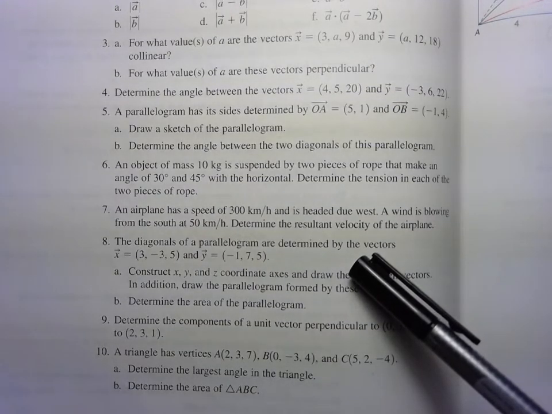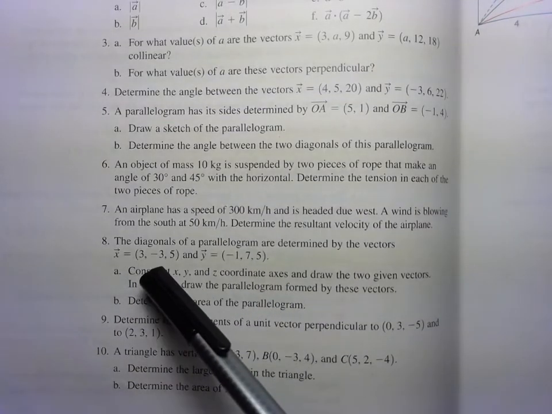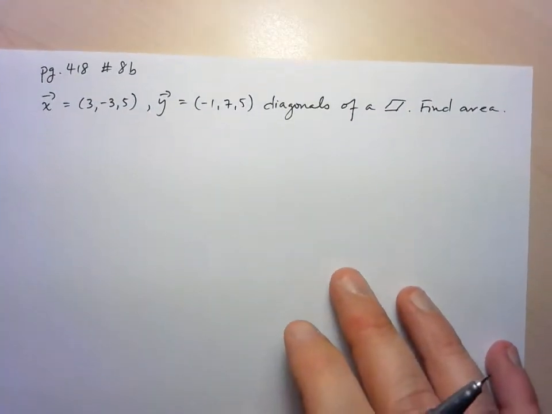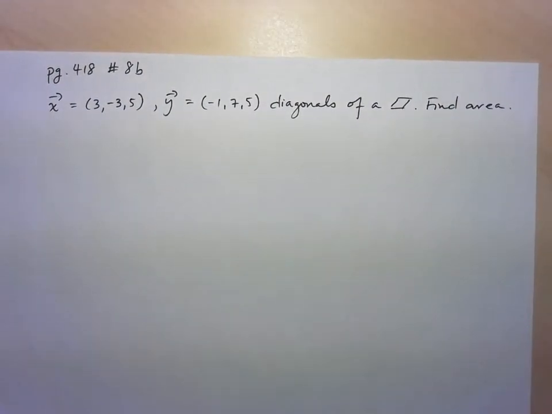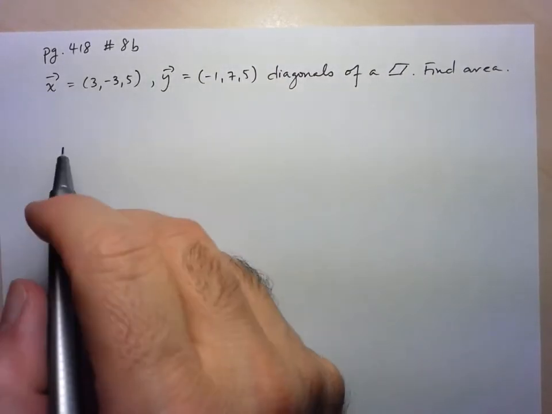So what I'm going to do is take the perspective that these two vectors actually represent the diagonals of the parallelogram as opposed to the sides of the parallelogram. Okay, it's a much more interesting question, and forces us to think a little bit. Okay, so let's take a look at what we have. These two vectors here are going to represent the diagonals.